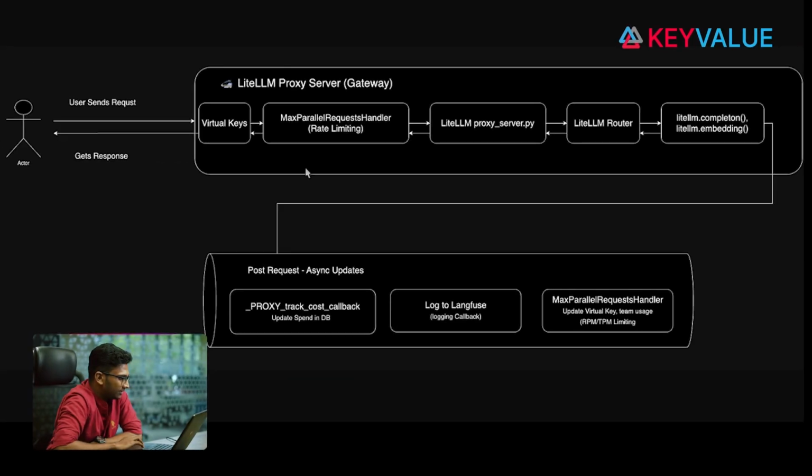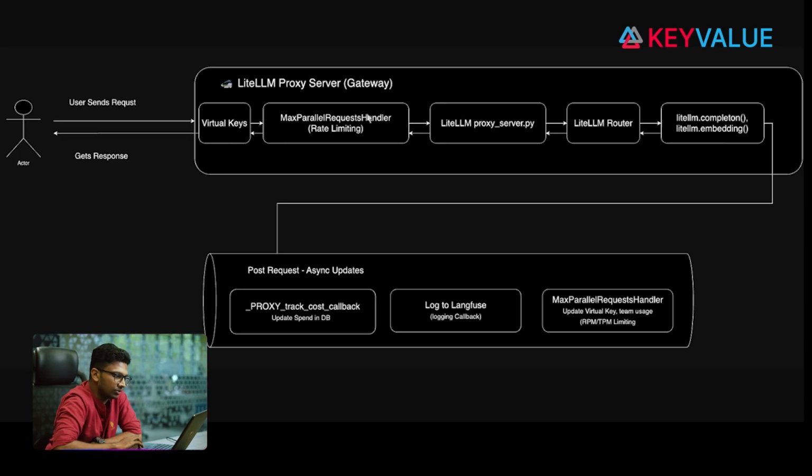So now that we've seen how LiteLLM is in action and how easy it is to use the dashboard and the APIs, let's take a step back and see how it works behind the scenes. So let's look into the life cycle of a request in LiteLLM. The user basically sends a request to the LiteLLM proxy server, and then the bearer token in the request is compared against the virtual keys that are there in the DB. If it is successful, it goes to the max parallel request handler where the limits are checked, the tokens per minute and the requests per minute.